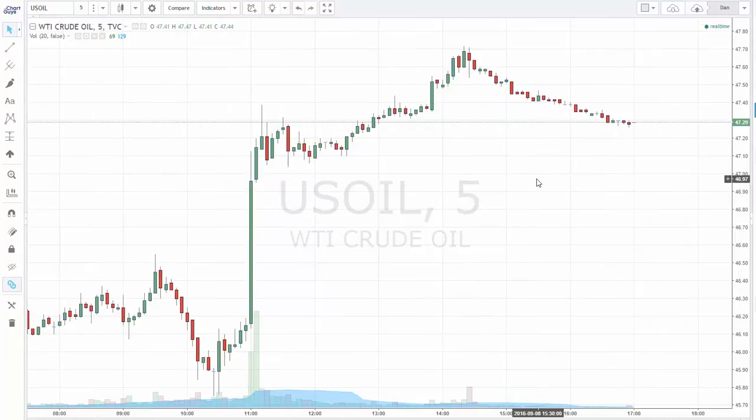Another pattern we caught early on was on the US oil 5-minute chart for WTI crude. Anytime that I see a huge jump in price action and the setup for essentially a pull for a flag or a pennant, I'm going to look for that pattern to form, and I'm going to be looking for, in this case, a series of higher lows and lower highs.